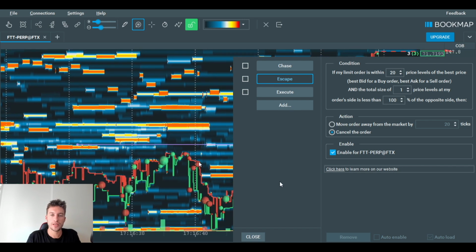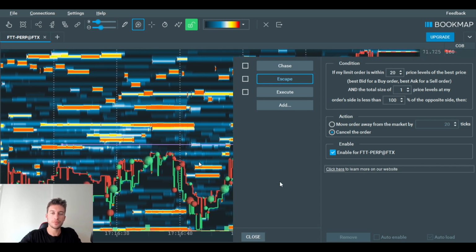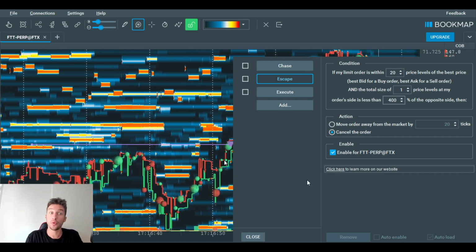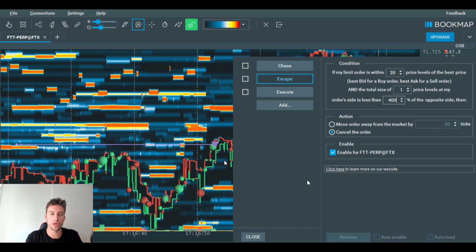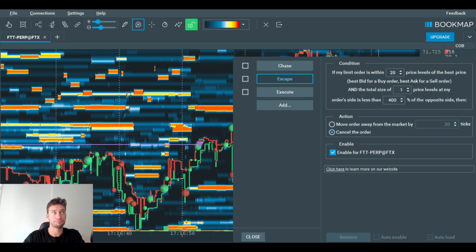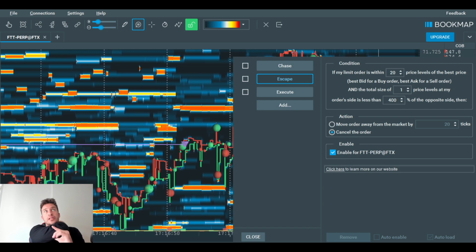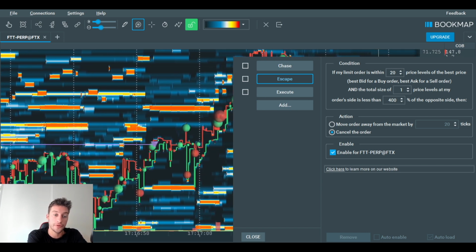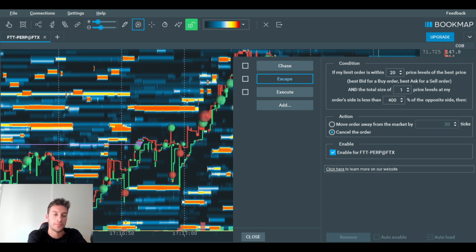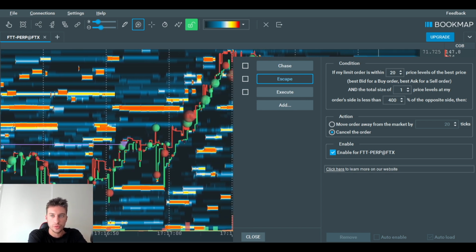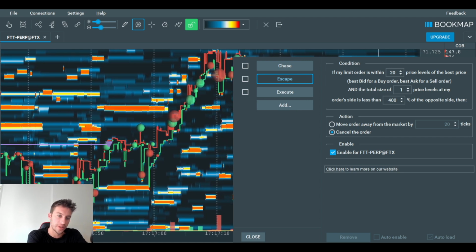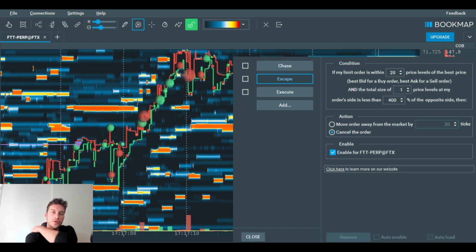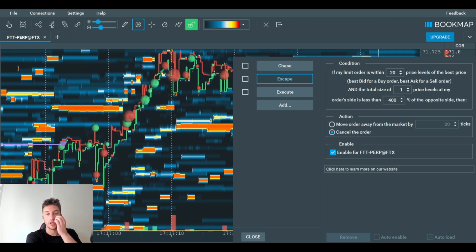Basically, if you put this to like 400, it will cancel your limit order if price goes somewhere where, let's say you have a limit sell order and the best bid is currently four times the size of the best offer. Then it will cancel your limit sell order because of the buying pressure. These kinds of rules might not seem very important, but they will probably get you better fills. And in the long run, that's going to probably make you more profitable. You can also tweak the settings however you want.